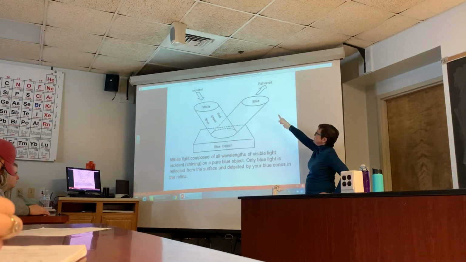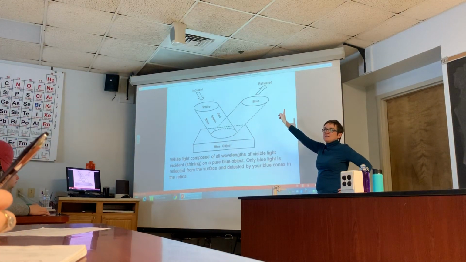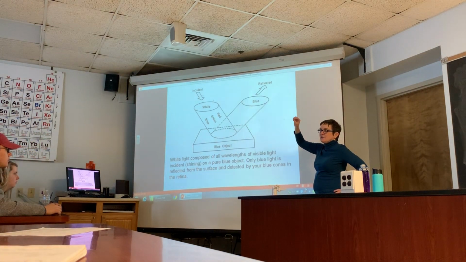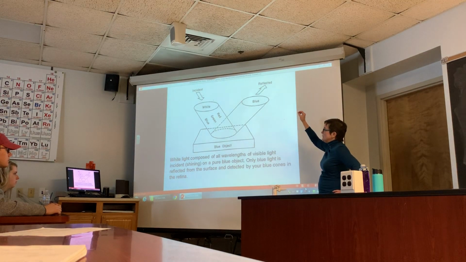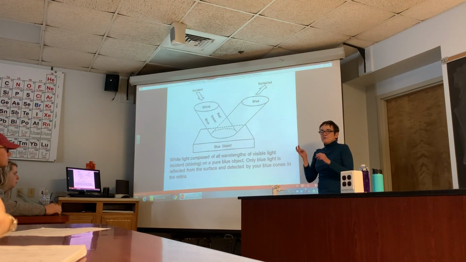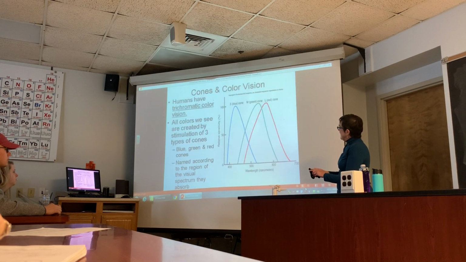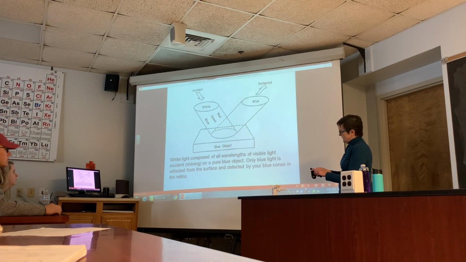So that blue that's reflected is going to stimulate the cones in your retina. You have three different cones, and those three different cones are red, green, and blue because they have three different photopigments in them. And we're going to look at how that happens. So let me see here. I'm going to go here.